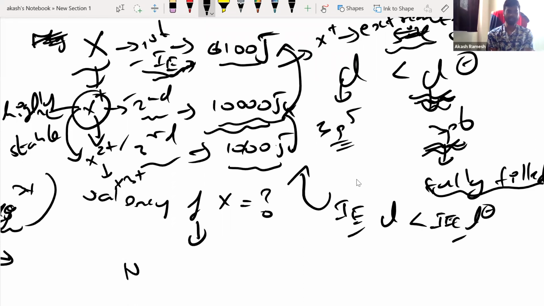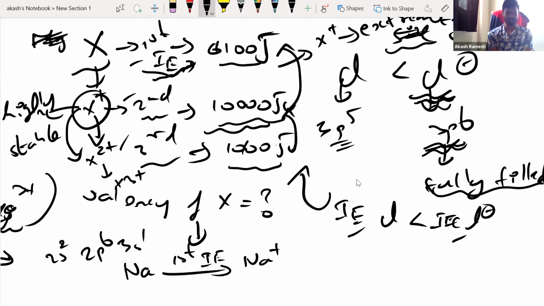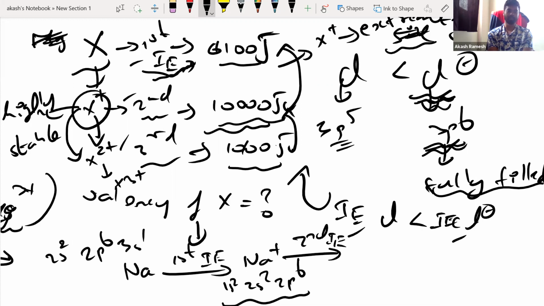So I have sodium. Sodium has 3s1 and 2p6 before this, obviously 2s2, 2p6. Now for sodium, I apply the first ionization energy. It becomes Na plus. Now what is the configuration here? It is a fully filled configuration, 1s2, 2s2, 2p6, noble gas configuration. Now if you apply the second ionization energy, it will become Na2 plus. But if you look at the jump between first and second, it will be a huge jump.